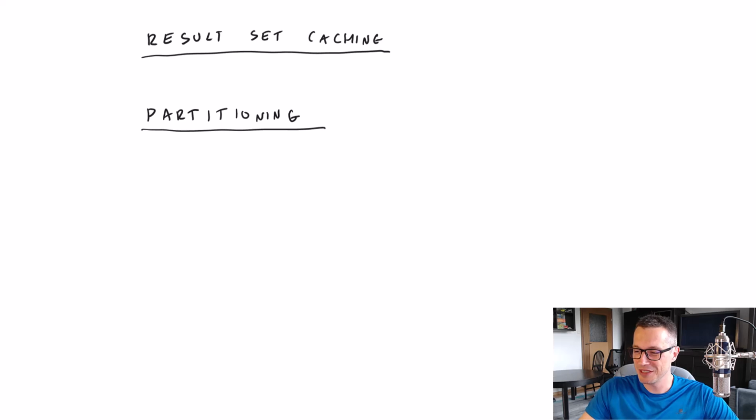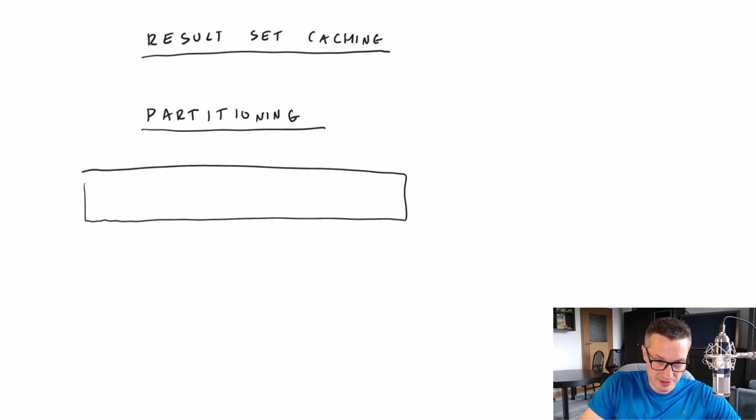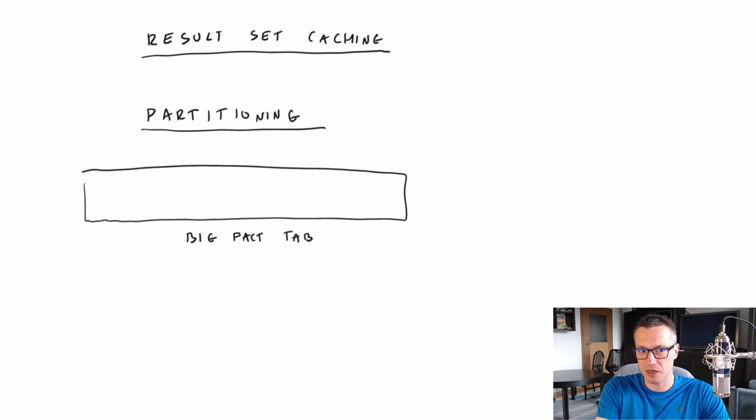So actually, let me draw how this scenario might look. So again, yet another rectangle. I told you that there would be a lot of rectangles today. So let's say that this is our big fact table. And later on we'll get back to what big means, when it is beneficial to use partitioning in the first place.